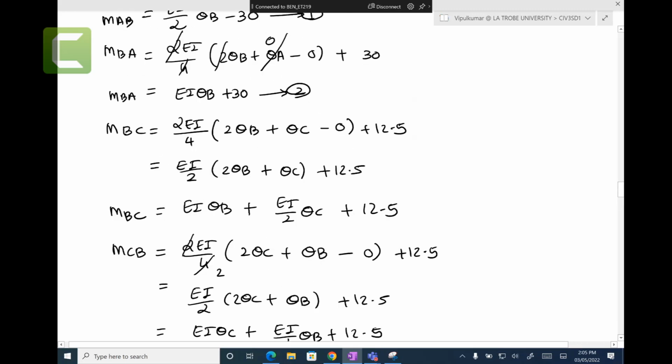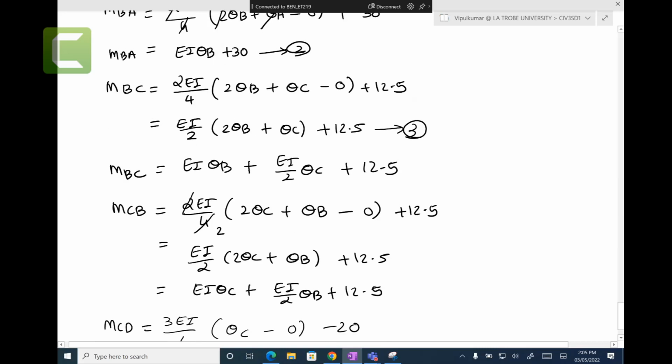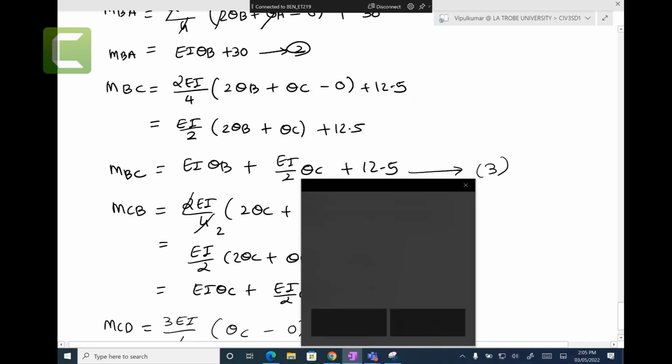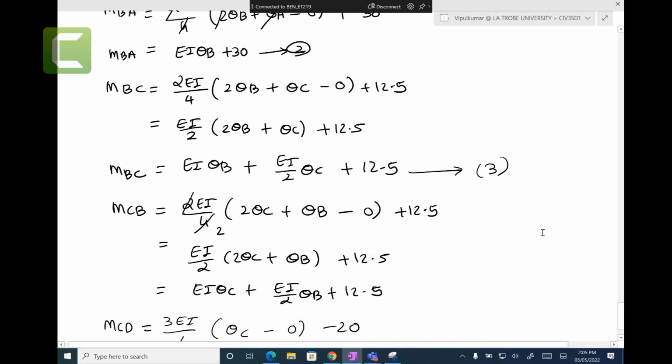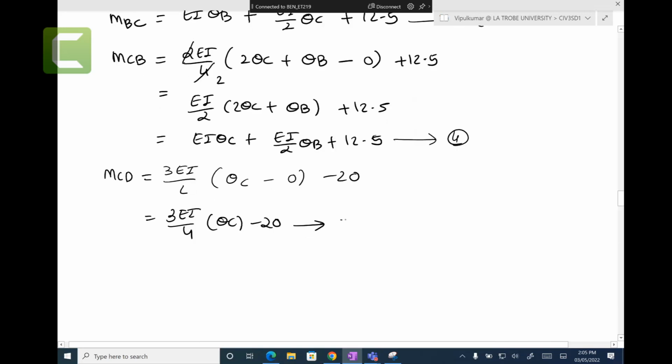Let's write equation 2, equation number 3, equation number 4, and equation number 5.